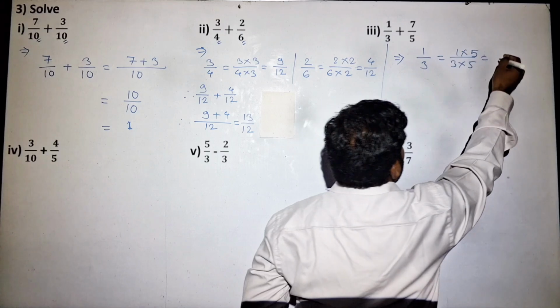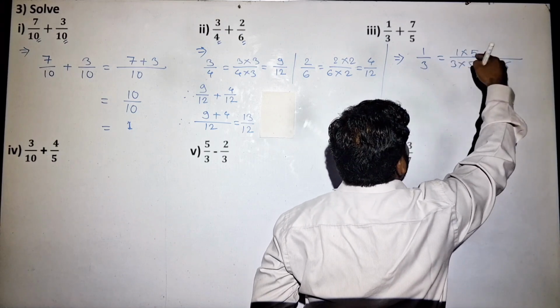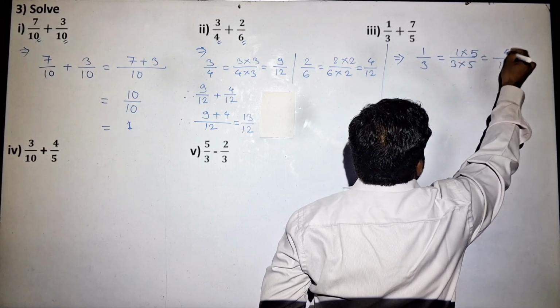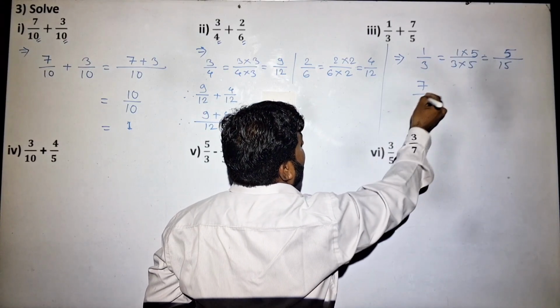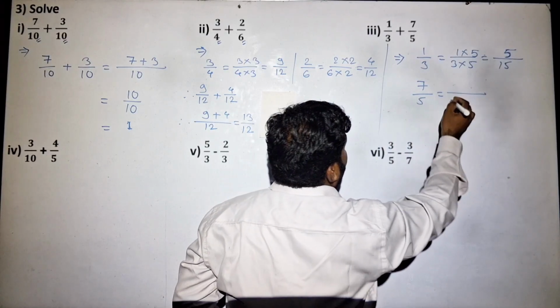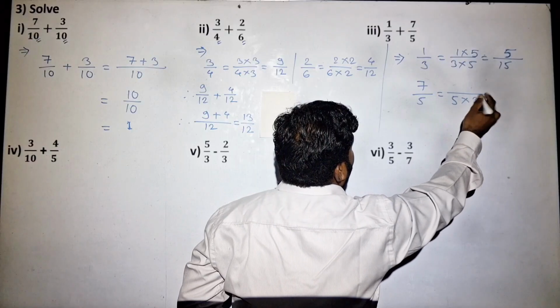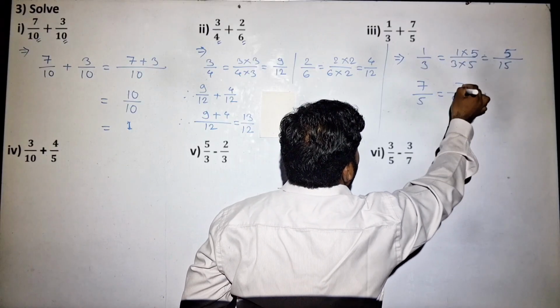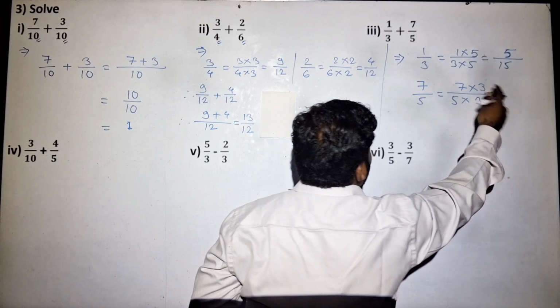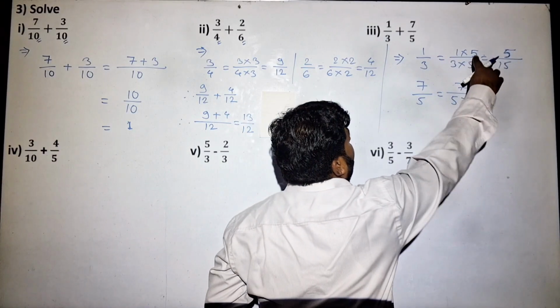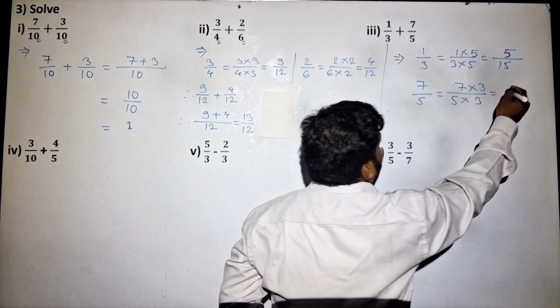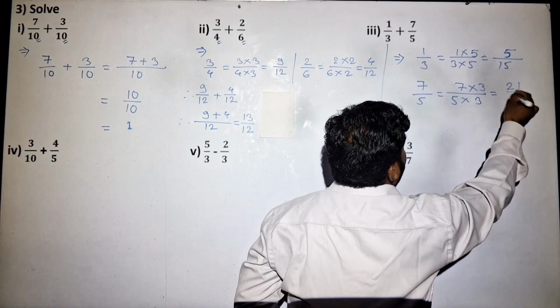5 3s are 15. Yes, and 1 5 is a 5. Okay. Here, 7 by 5 can be written as 5 into 3. Similarly, 7 into 3, multiplying the same number to the numerator and denominator. Here 5 5, here 3 3. 7 3s are 21 and 5 3s are 15.